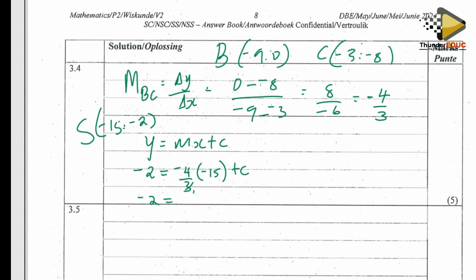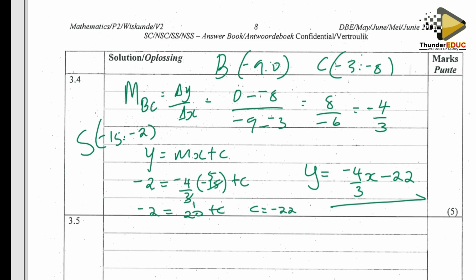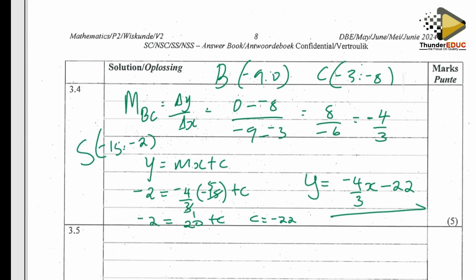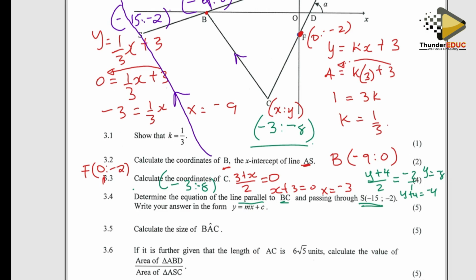Negative 2 is equal to, by 3 is 1, by 3 is a 5. That's going to be a 20 plus C. Move the 20 that side, which means C is negative 22. So my equation is y is equal to negative 4 over 3x minus 22. Okay, so that is what I'm going to have for that particular part.